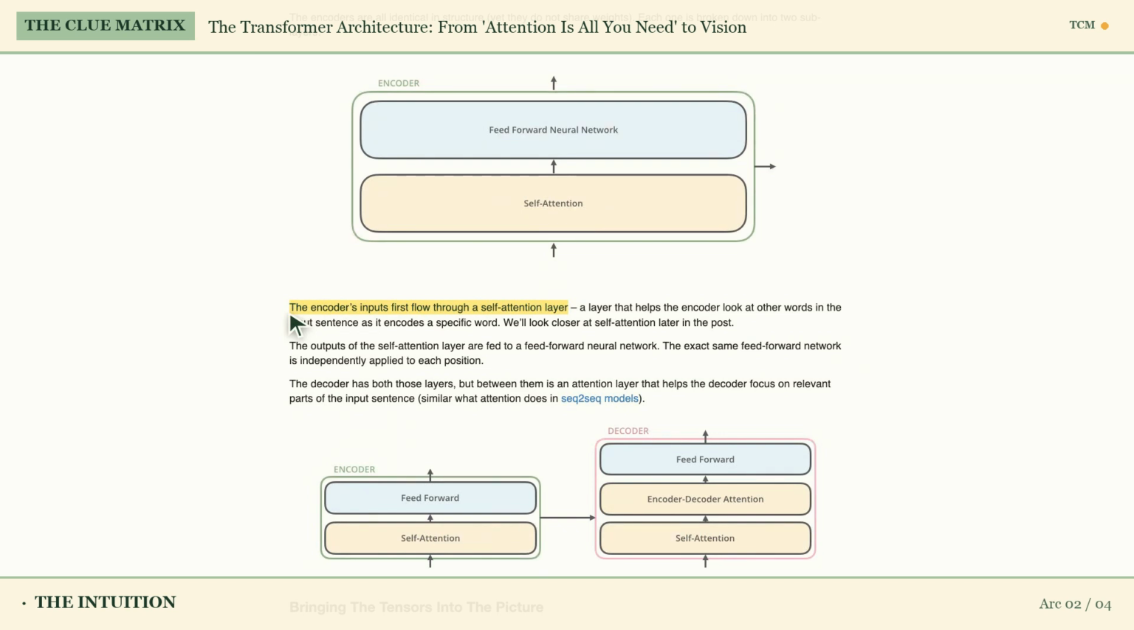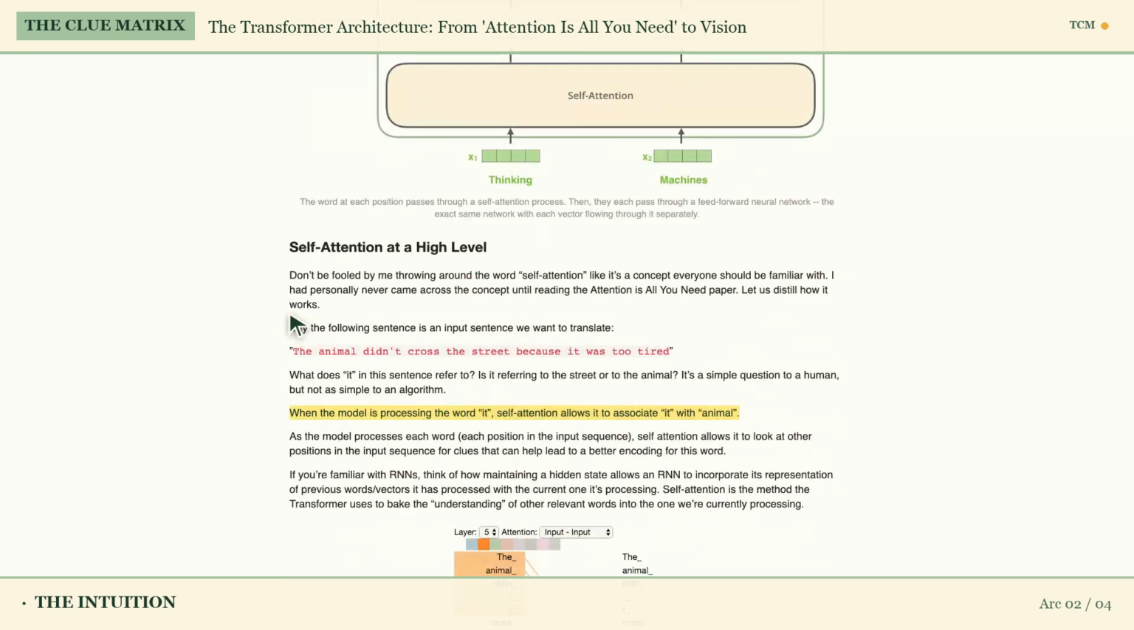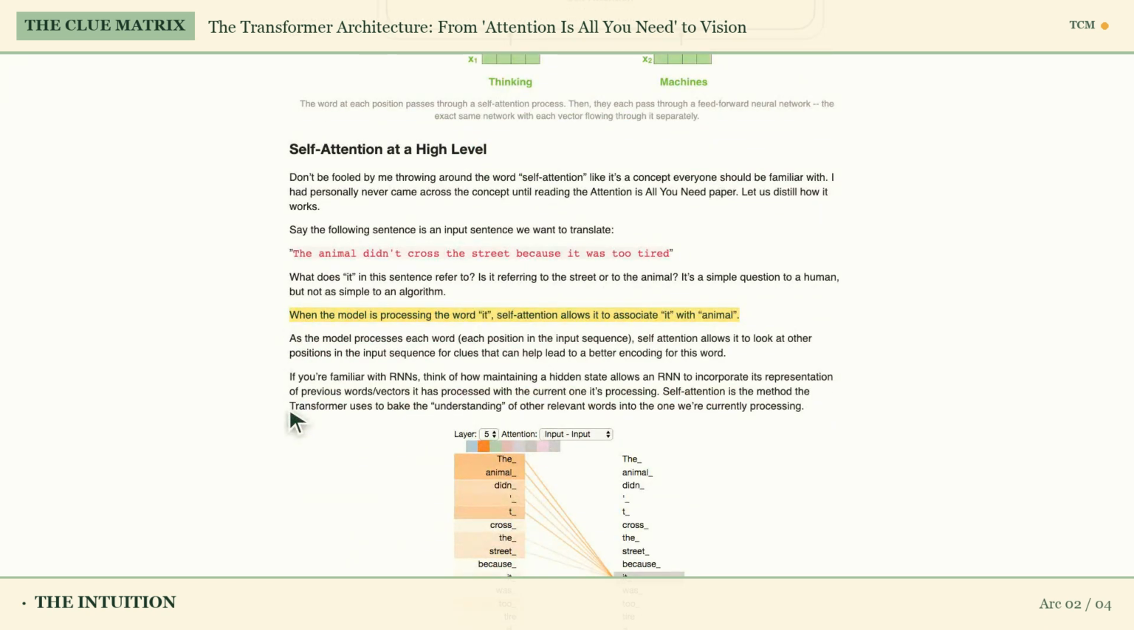Self-attention. So it's not looking at other sentences, but at itself? The words in the same sentence are paying attention to each other? Exactly. Think of the sentence, "The animal didn't cross the street because it was too tired." To understand it, the model needs context. When the model is processing the word it, self-attention allows it to associate it with animal. That's brilliant. So instead of a human defining rules for pronoun resolution, the model learns these connections inherently. It's like a focused internal conversation.